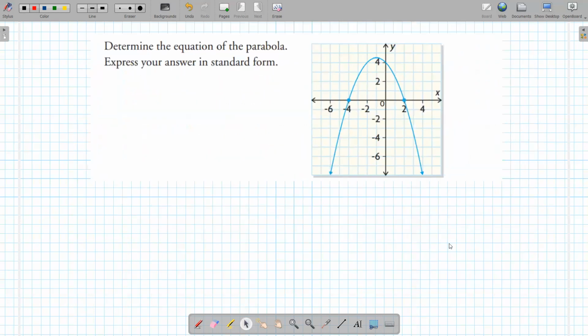Here it says determine the equation in standard form. What have they given us? The x-intercepts. Yeah, they've given us the x-intercepts. So our x-intercepts are negative 4 and 2. This is your s, this is your t, okay? If they've given us the x-intercept, they've also given us the y-intercept, which is 0, 4. If they've given us the x-intercepts, which form of the quadratic equation is best?